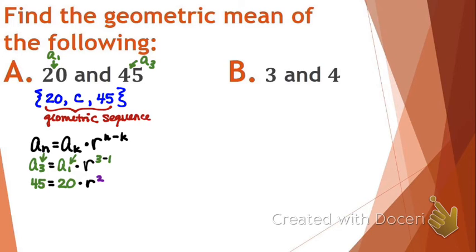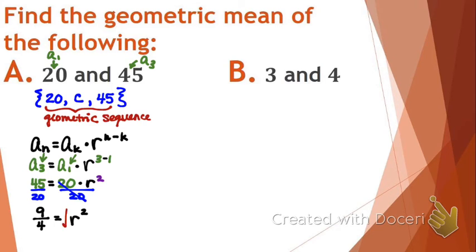What can I do from here? Divide both sides by 20. 45 divided by 20 simplifies to what? 2.25, or 9 over 4, is equal to r squared. What do I do from here?